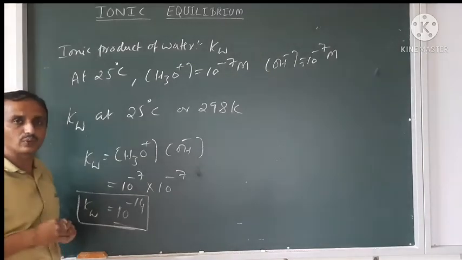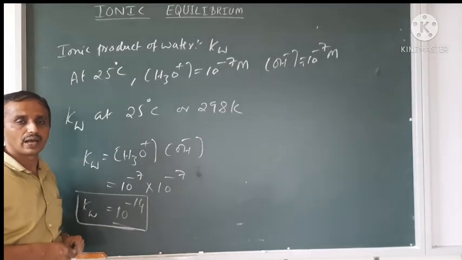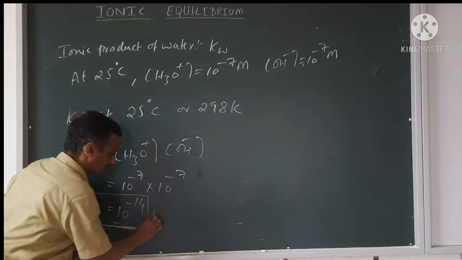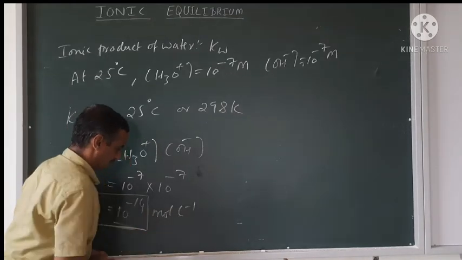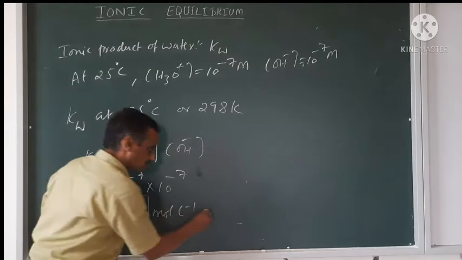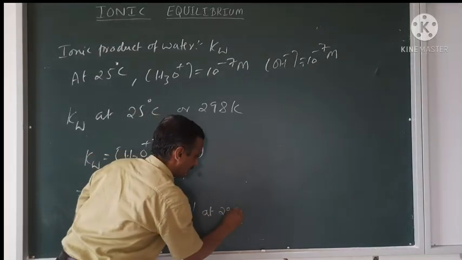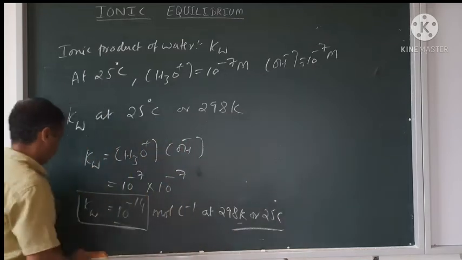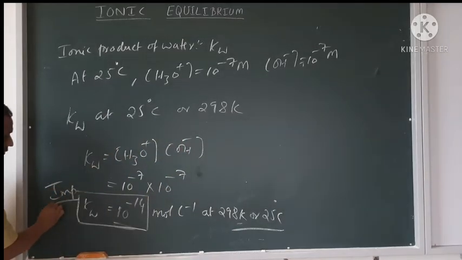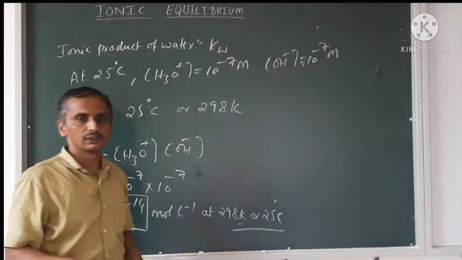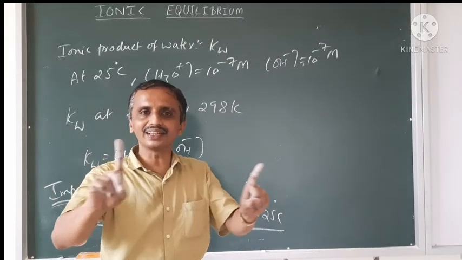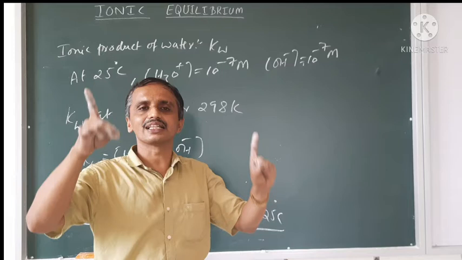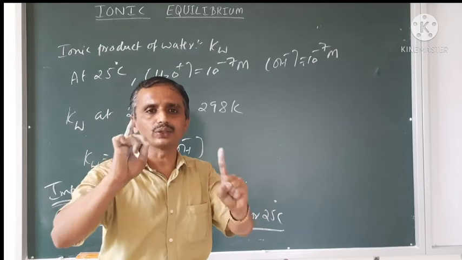Kw value is 10 to the power minus 14 at 25 degrees Celsius. Kw is 10 to the minus 14 mole squared per liter squared at 25 degrees Celsius or 298 Kelvin. Important, note this properly. But at 90 degrees Celsius, it is not 10 to the power minus 14, it is 10 to the power minus 12 only.